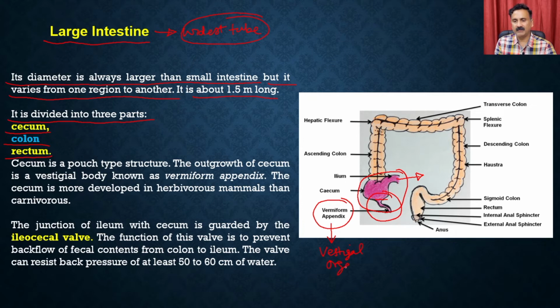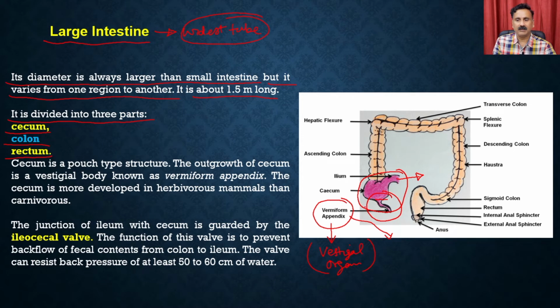So, it is going to be present in the human, and this is functionally active in the herbivorous, where they are actually going to use that for the digestion of the cellulose and other kinds of material. But since we do not have the enzymes which can digest the cellulose, this particular portion is non-functional, or it is considered a vestigial organ.